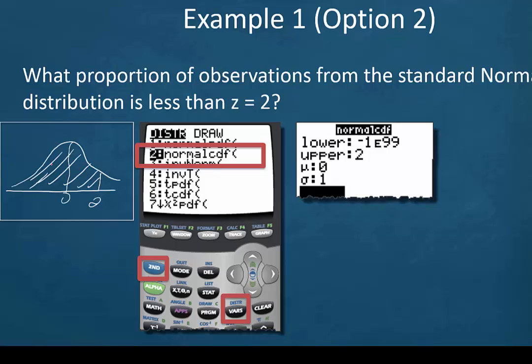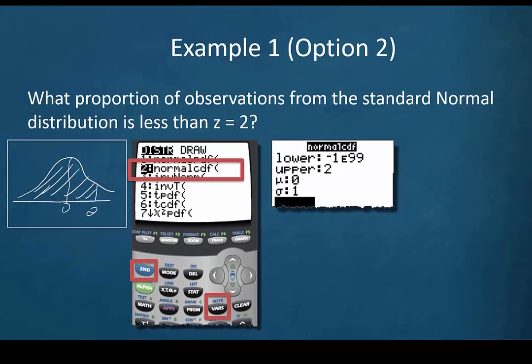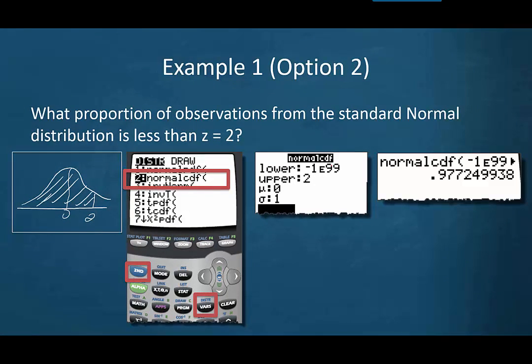We're going to put in the lower bound. This is going from negative infinity, and what I use for negative infinity is negative 1 E99. That's negative 1 times 10 to the 99th power. And the upper bound is going to be 2. So again, this is lower bound, upper bound, and then the mean and standard deviation, 0 and 1. You're going to press enter, select paste, and then press enter again, and you'll get 0.9772.